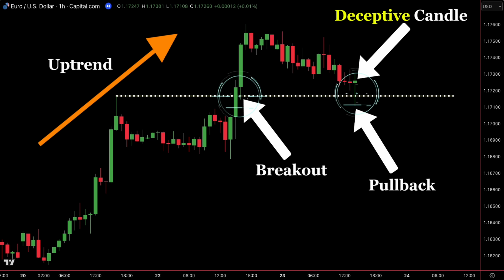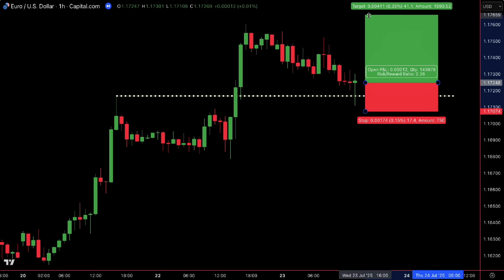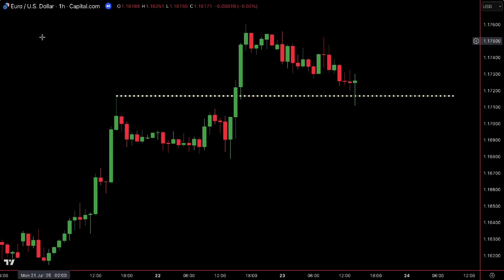So now we have the full TLS method in action: a clear trend to the upside, a strong support level, and our signal, the deceptive candle. Before entering the trade, I always check the reward to risk ratio. In this example, the trade offers more than 2-to-1, which means it's worth taking. The final step is to confirm with the higher time frame.